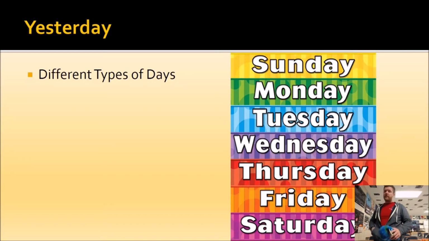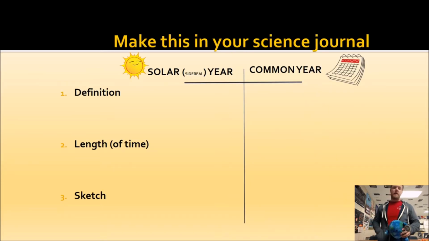Yesterday we learned that there are different types of days. Monday, Tuesday, no, just kidding. There's sidereal day, one rotation. There's solar days, one rotation, plus a little bit more to get back pointed directly at the sun. Well, if there's different types of days, there are also different types of years.